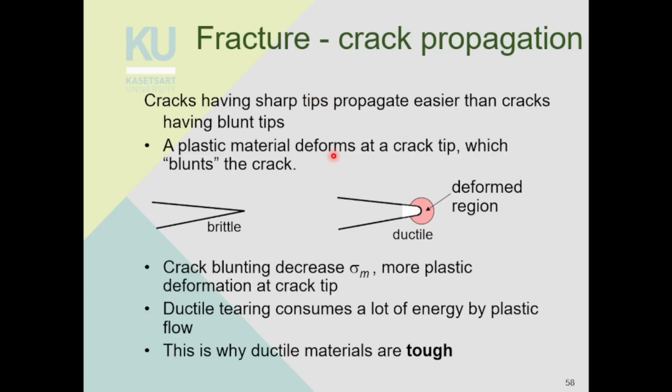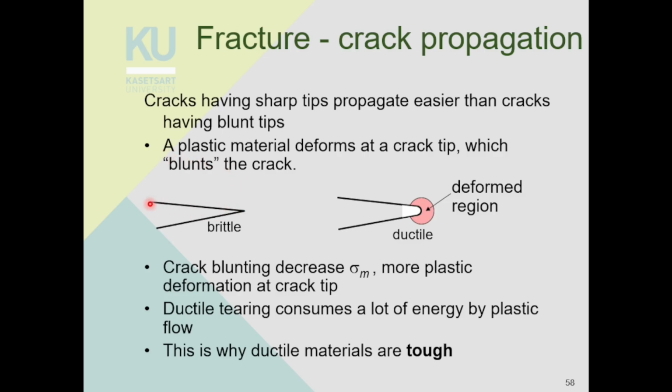Okay. Usually, fracture is caused by crack propagation. So basically, you need a crack, and you need that crack to grow to get fracture. We assume that most materials have flaws. To get fracture, the applied stress has to make the cracks grow, and cracks having sharp tips propagate more easily than cracks having blunt tips.